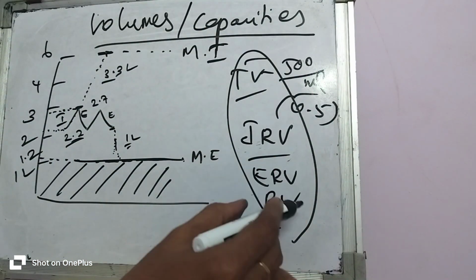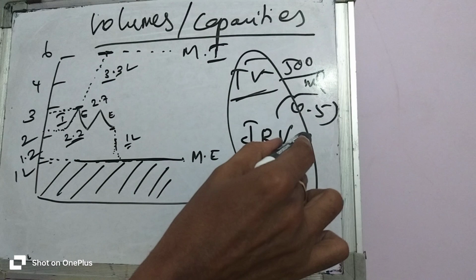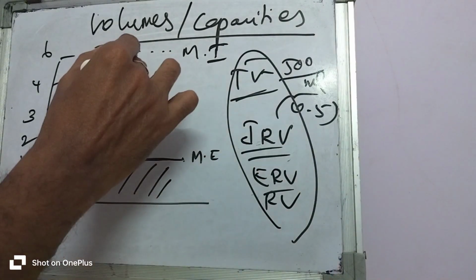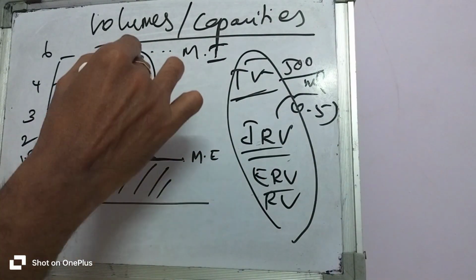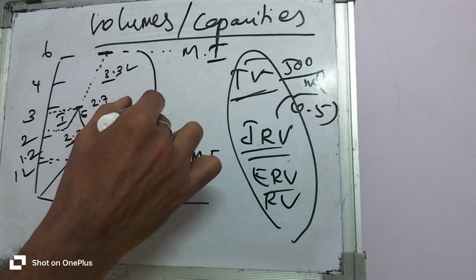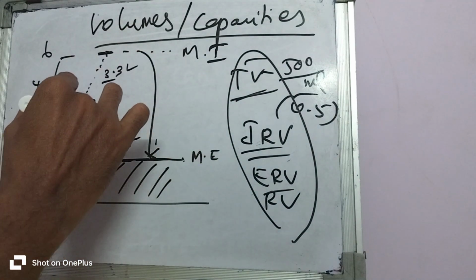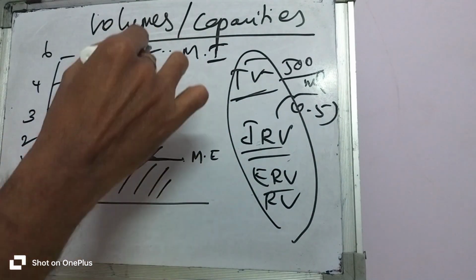And when you add the tidal volume, inspiratory reserve volume, and expiratory reserve volume, you will get vital capacity. So what is vital capacity? This is the vital capacity. It is the volume of air that is expired after taking maximum inspiration. So this value is called vital capacity.